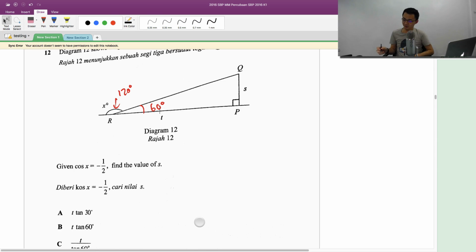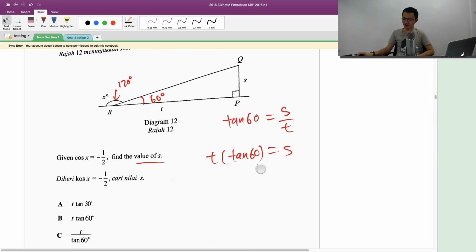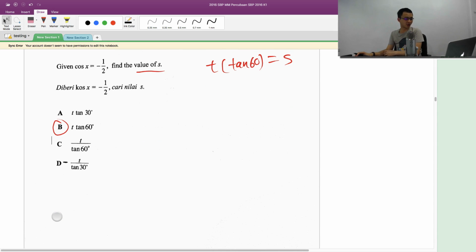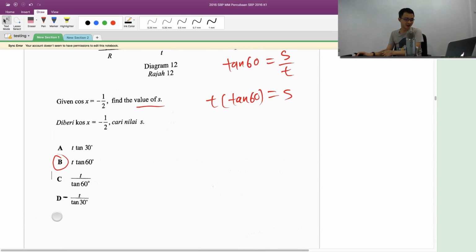And then, since the question asks you to find the value of s, and I see the answer uses s and t, I will do tangent 60. Tangent is opposite over adjacent, so it will be s over t. Therefore, I know s is equal to t multiplied by tangent 60. This is how you get the value of s: just t multiply tangent 60. Doing it like this will be easier. And I guess this one is actually cloned from one of the past year questions.